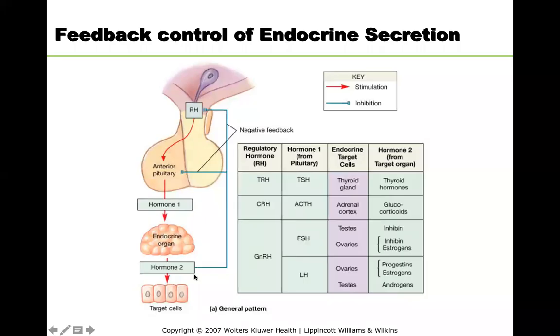Now, once these are released and their function is done, they can have a negative feedback and stop the production of those subsequent hormones. It can stop at the level of regulatory hormones from the hypothalamus, it can stop at the level of the anterior pituitary, or it can stop the production from the endocrine gland.